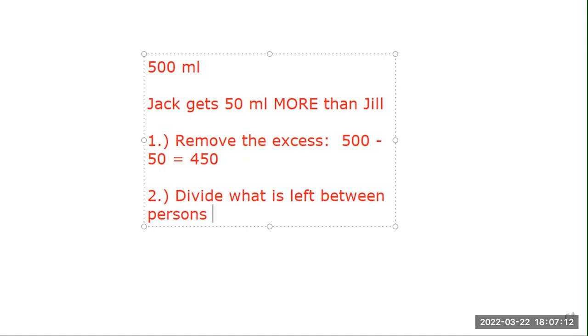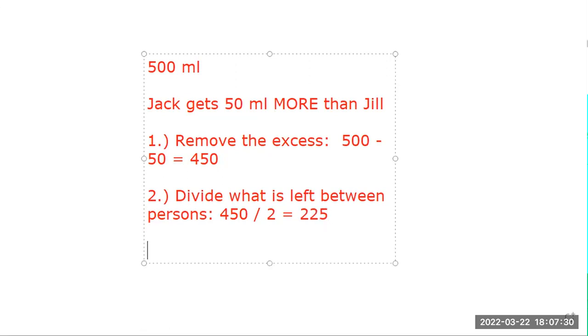So we divide what's left between the persons. In this case, it's just Jack and Jill. So there are 2 persons involved, so you need to divide the 450 into 2 parts. So 450 divided by 2 would give us 225.